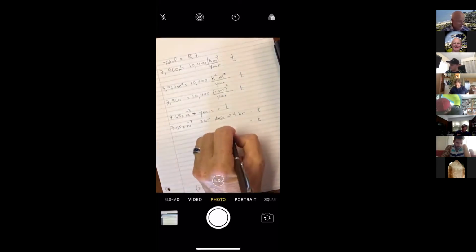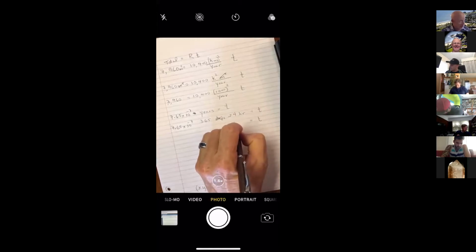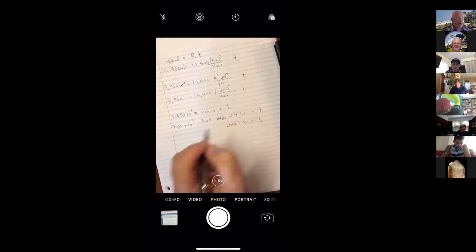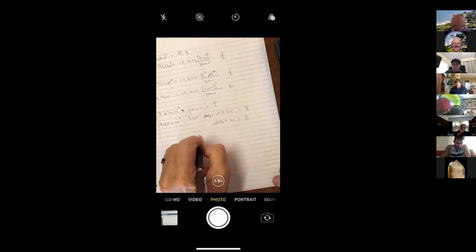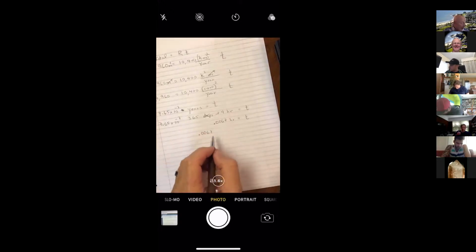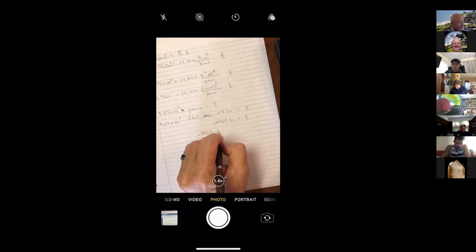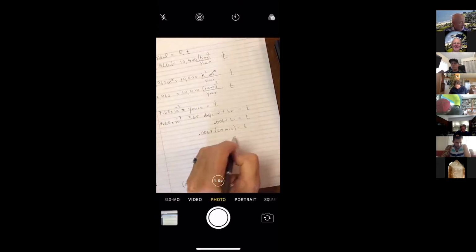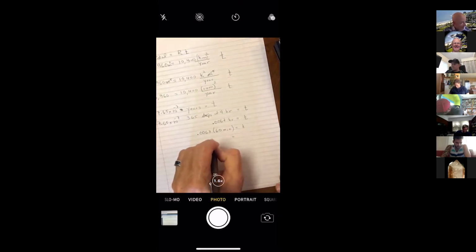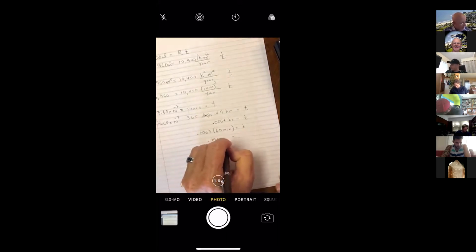And so this is 0.0067 hours. Even that I'm not convinced is very useful. So I'm going to do one more conversion. An hour is 60 minutes. So I'll just replace an hour with what it's equal to. So take that number and multiply by 60. That is 0.402 minutes.